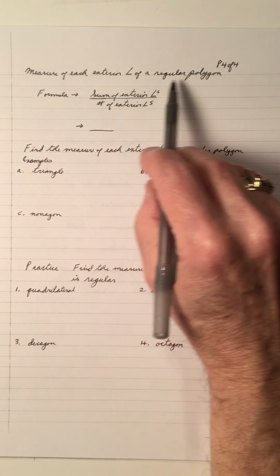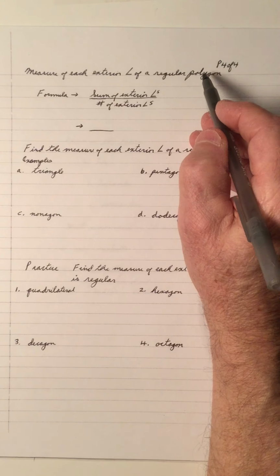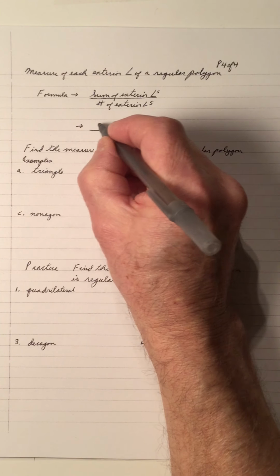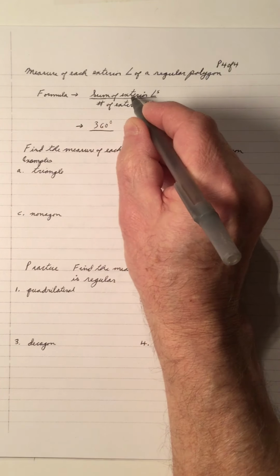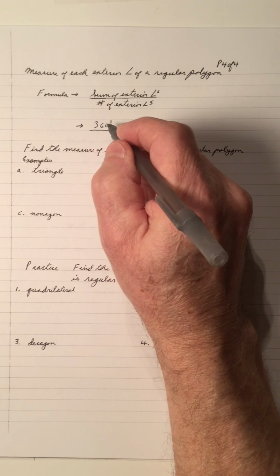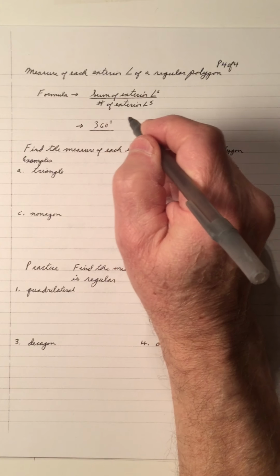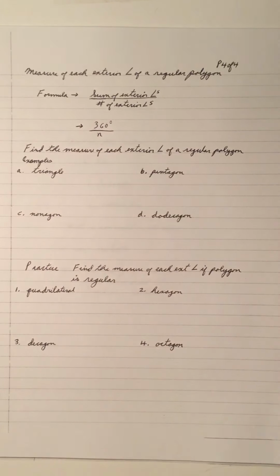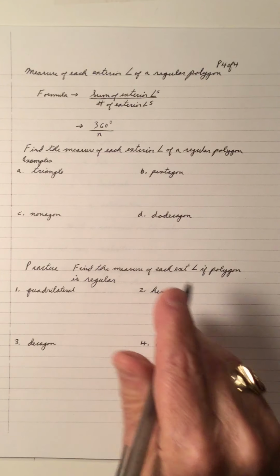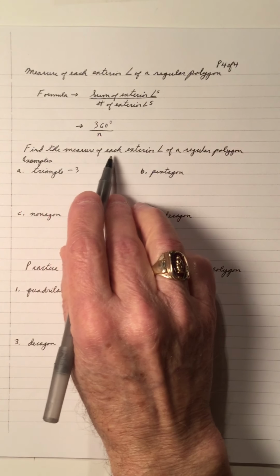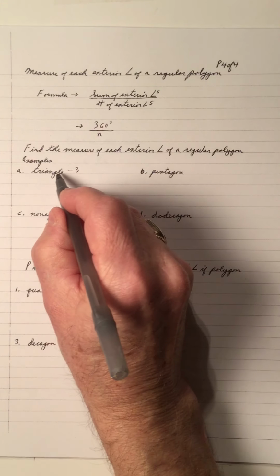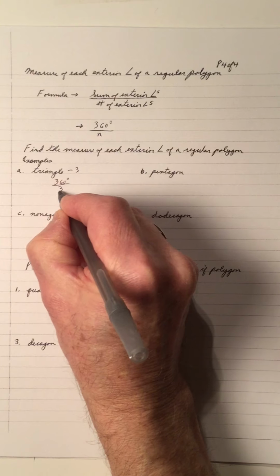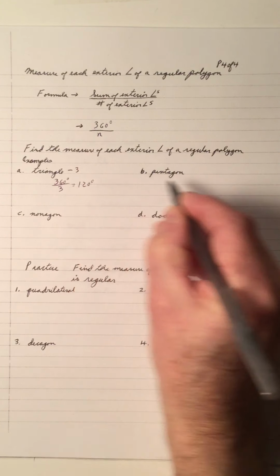Now let's find the measure of each exterior angle of a regular polygon. So the formula is the sum of the exterior angles, which is 360 now. This is not interior, which would have been 180 times n minus 2. But the sum of the exterior is 360 divided by the number of exterior angles, which is the same as the number of interior angles. A triangle has 3 sides, so the measure of each exterior angle is 360 divided by 3. So that gives me 120.